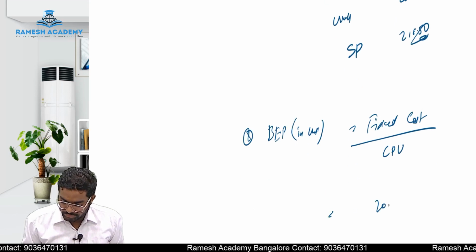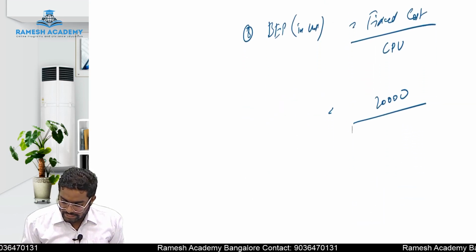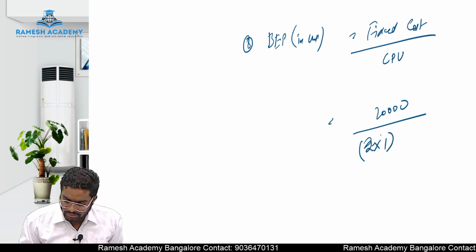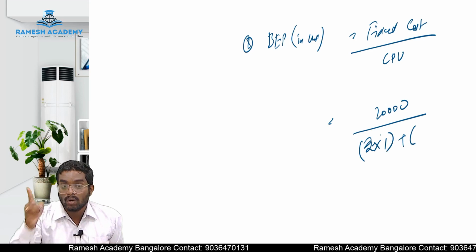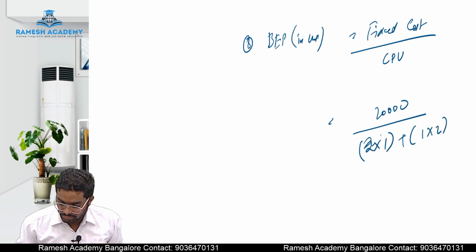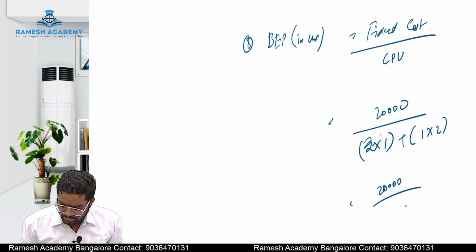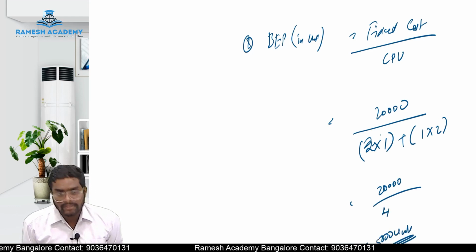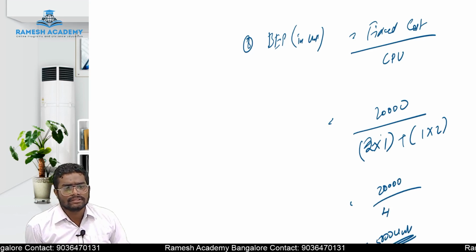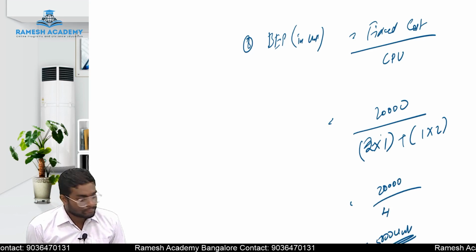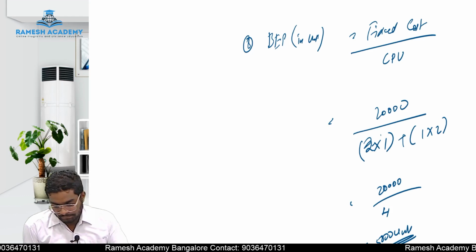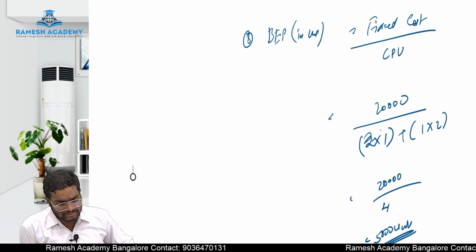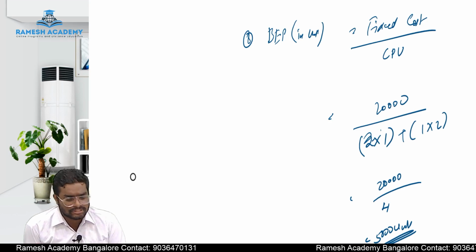So my fixed cost is 20,000. For A it is 2 units, and the contribution per unit is 1. For B it is 1 unit, but the contribution is 2 rupees. So 20,000 divided by 4, which is 5,000 units. Simple. 5,000 units is the answer. Please copy. Simple question. They have given 2 products, that's all. Other than that, the formula remains the same.